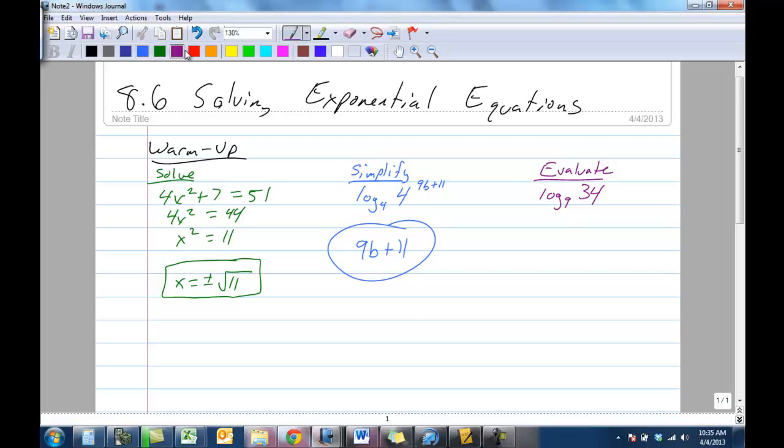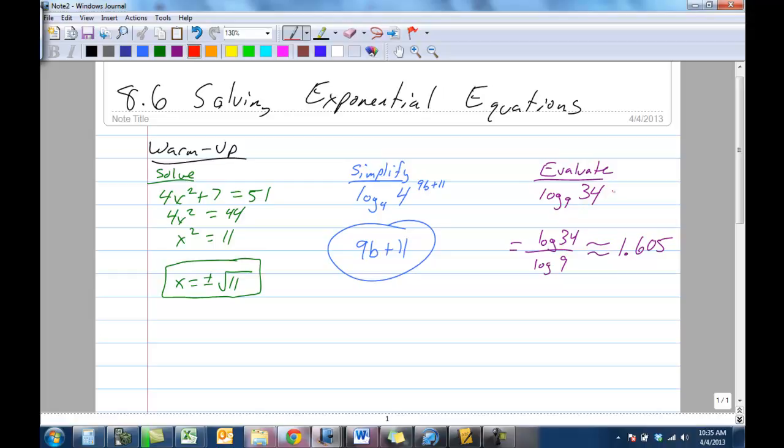And then the third one is evaluate. So that means that log base 9 of 34 is the same thing as log of 34 divided by the log of 9, which is approximately, put that in your calculator, and you should get approximately 1.605. All right, good.